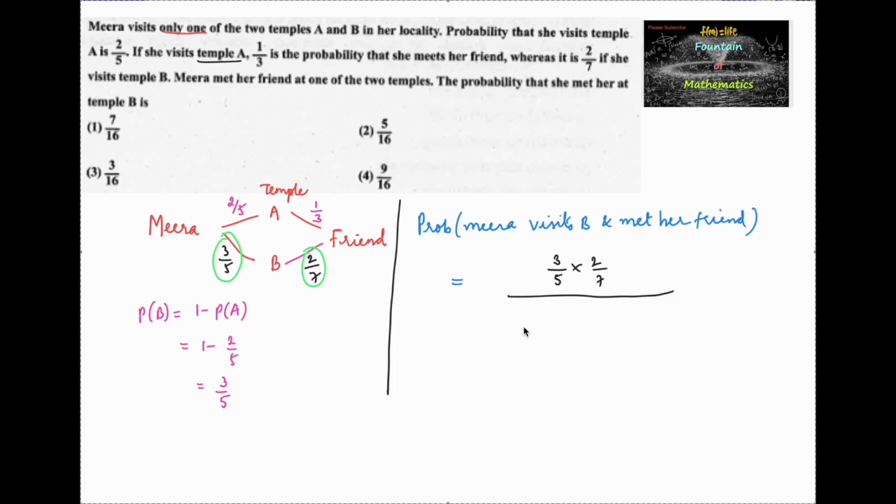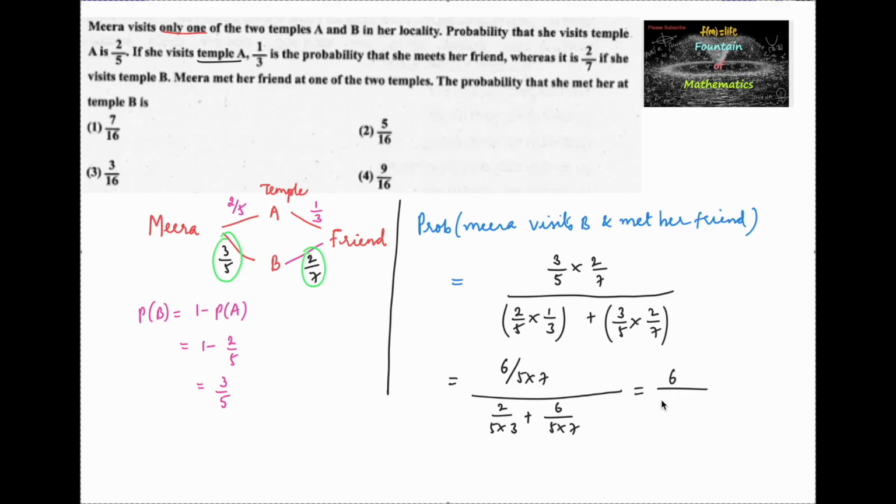We can take visits temple A and meets her friend, that is 2 by 5 into 1 by 3, or visits the temple B and meets her friend, that is 3 by 5 into 2 by 7. So upon simplification, 3 into 2, 6 upon 35, or 6 upon 5 into 7, whole divided by 2 by 5 into 3 plus 6 upon 5 into 7.